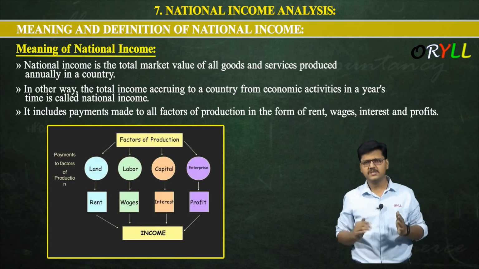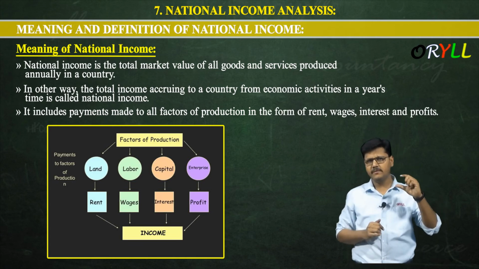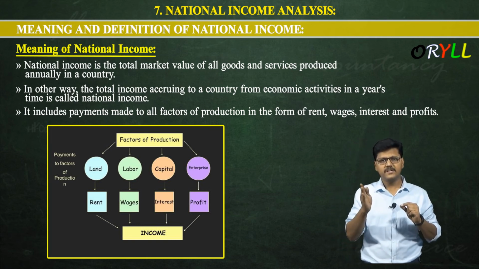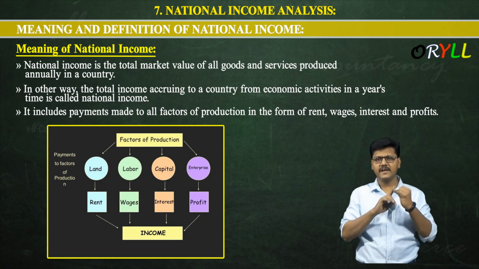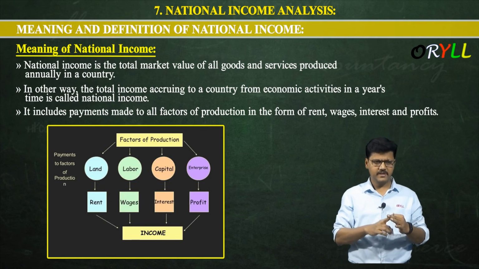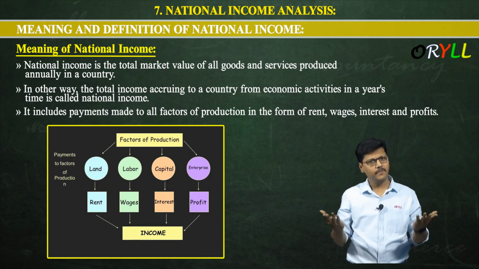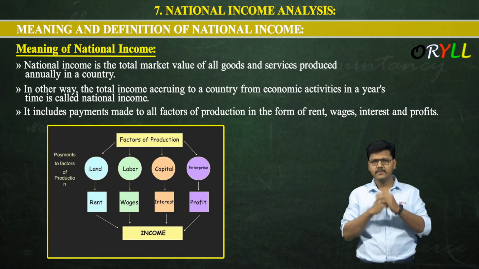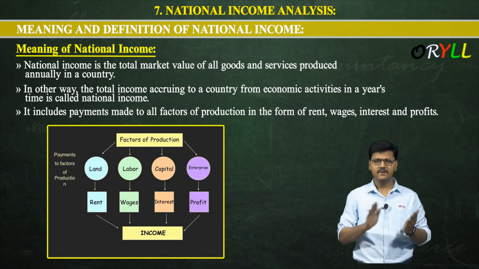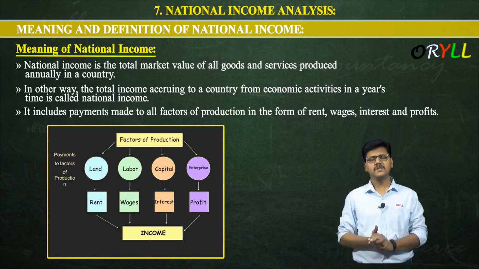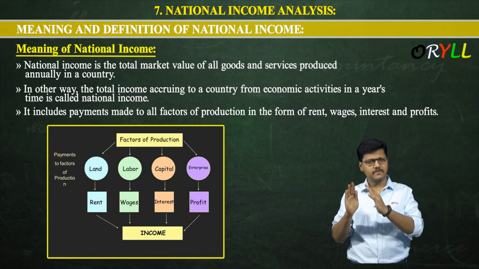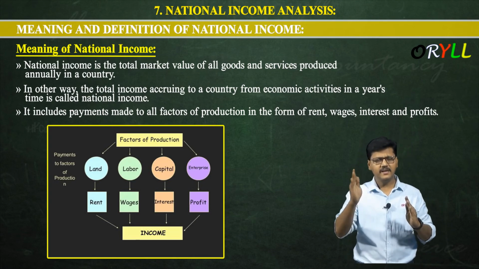So final value of goods and services, it means, for example, what is the final value of a pen? Its price, that is 10 rupees. What does it include? The prices paid for all the factors of production: for land, rent; for laborers, wage; for capital, interest; for the organizer or entrepreneur, profit. So national income is nothing but the final value of all goods and services produced in a country in a year.